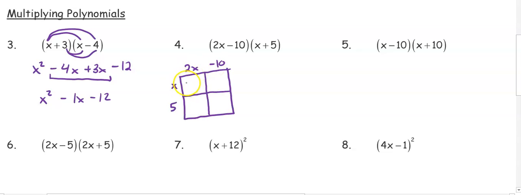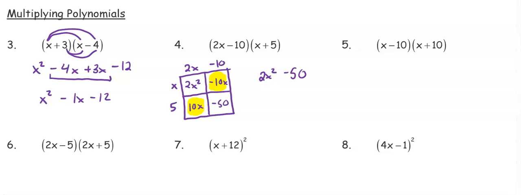So 2x times x is 2x squared. Negative 10 times x is negative 10x. 2x times 5 would be 10x. And 5 times negative 10 is negative 50. Now, there are two x terms here. So those have to combine together. In this case, because they're the same number with different signs, they would cancel out. We'd be left with 2x squared minus 50. So you can multiply using either version.